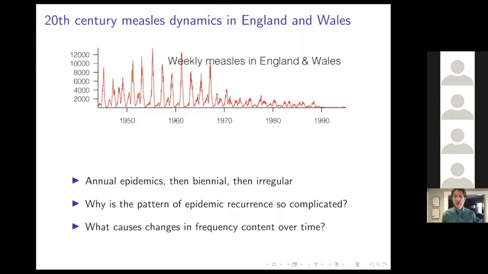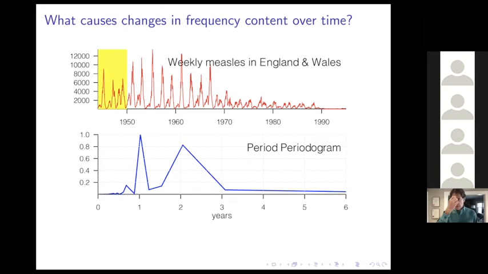So just to make that a little more precise, if we look at each of the temporal segments over which the dynamics seem to be roughly stationary, and look at the frequency content with a power spectrum, then we can be precise about what it is we're trying to explain here.